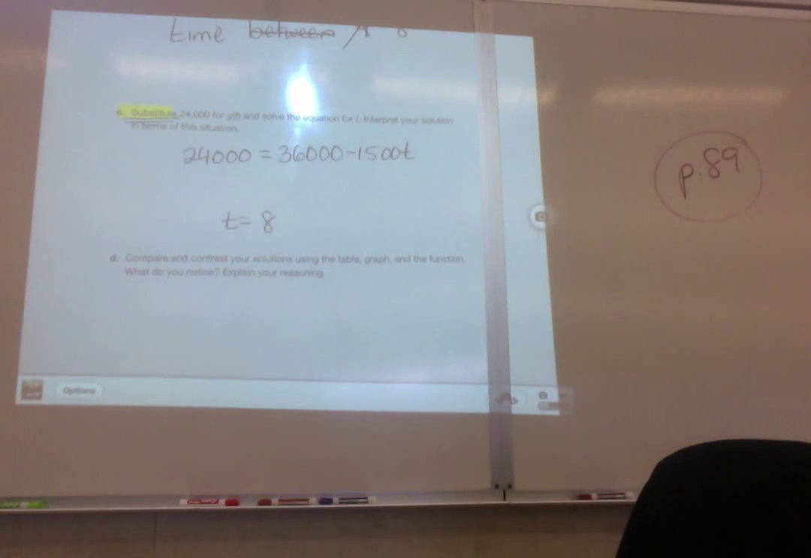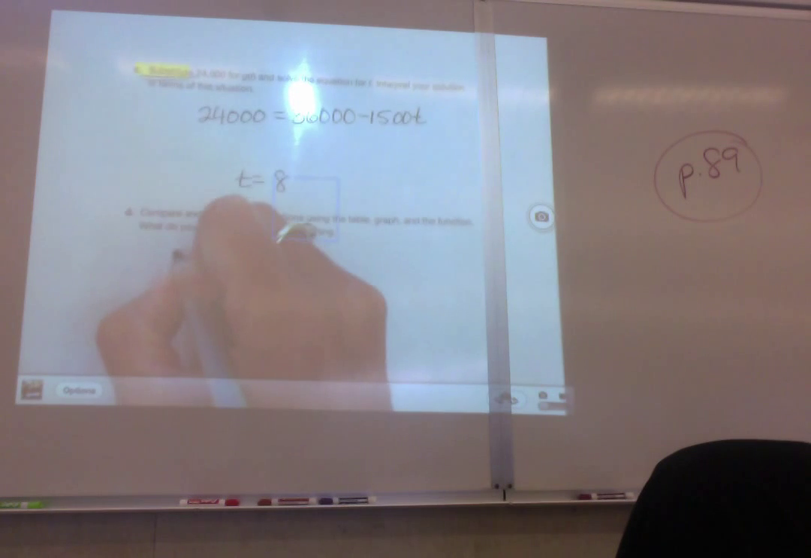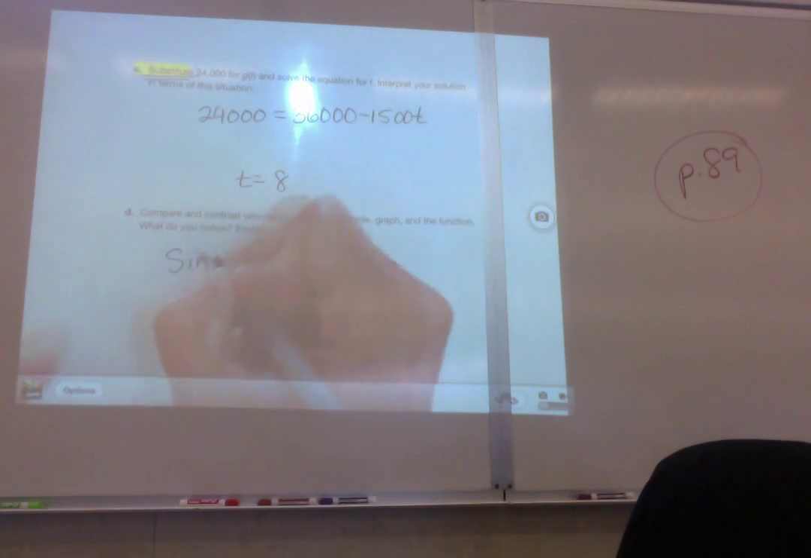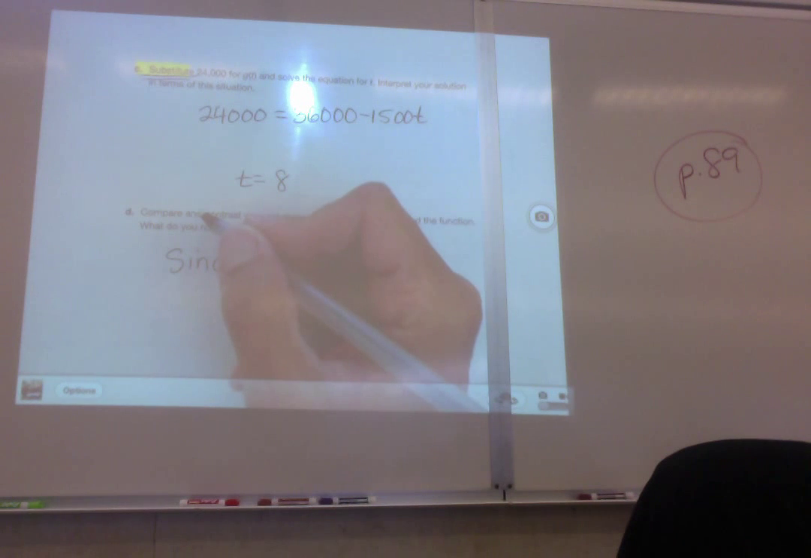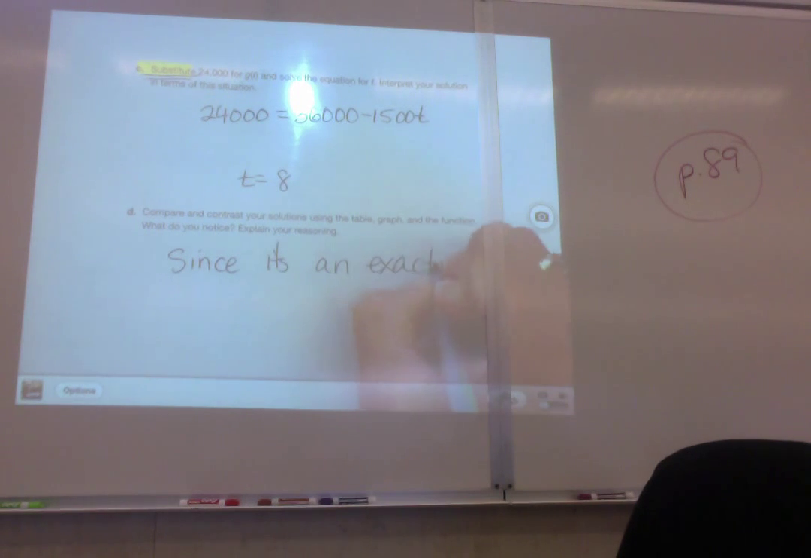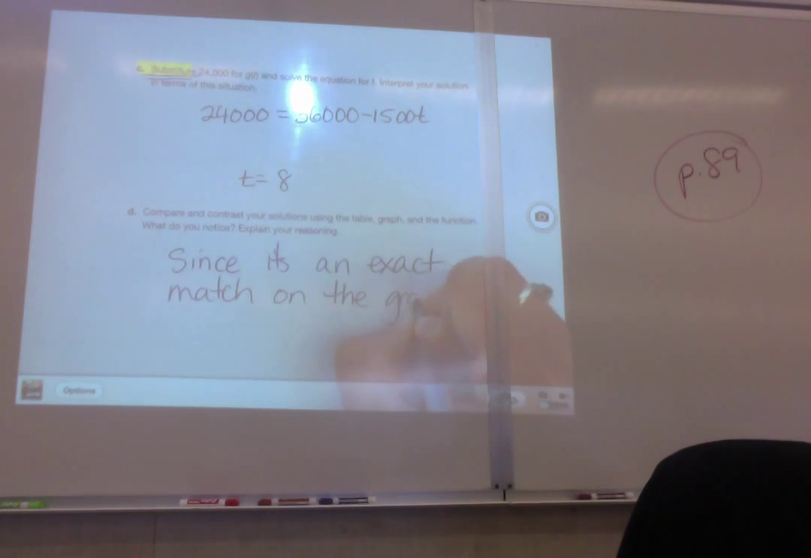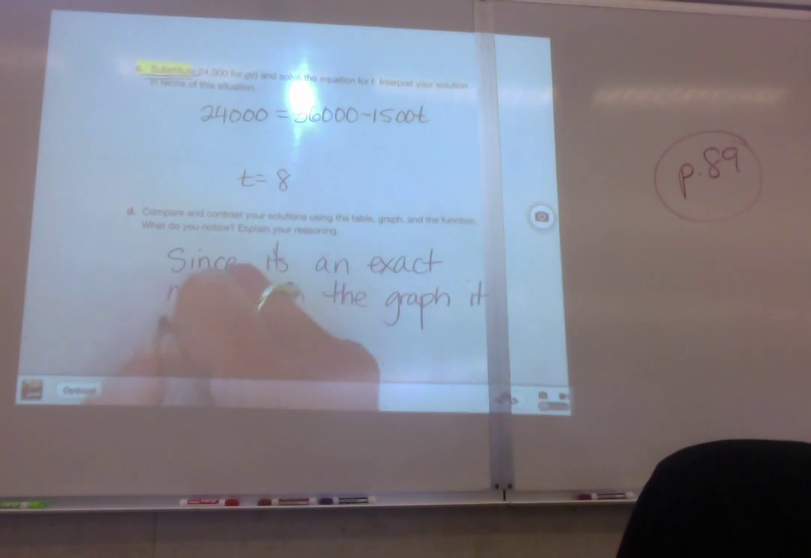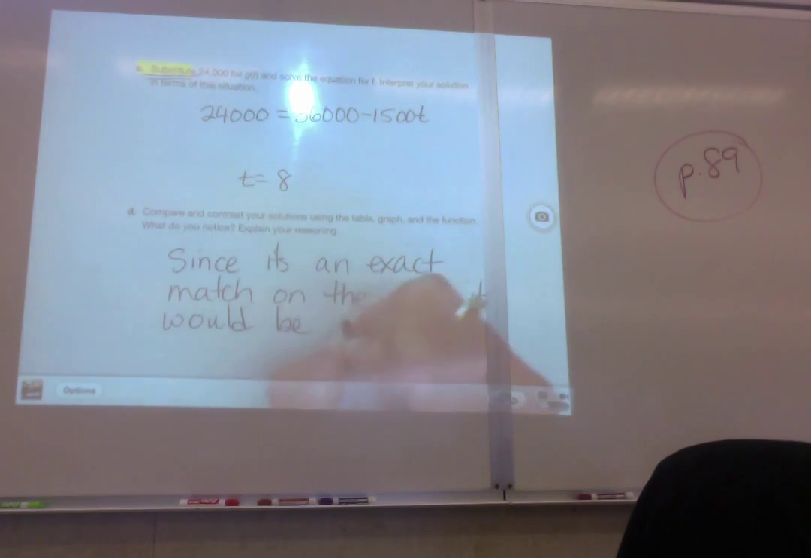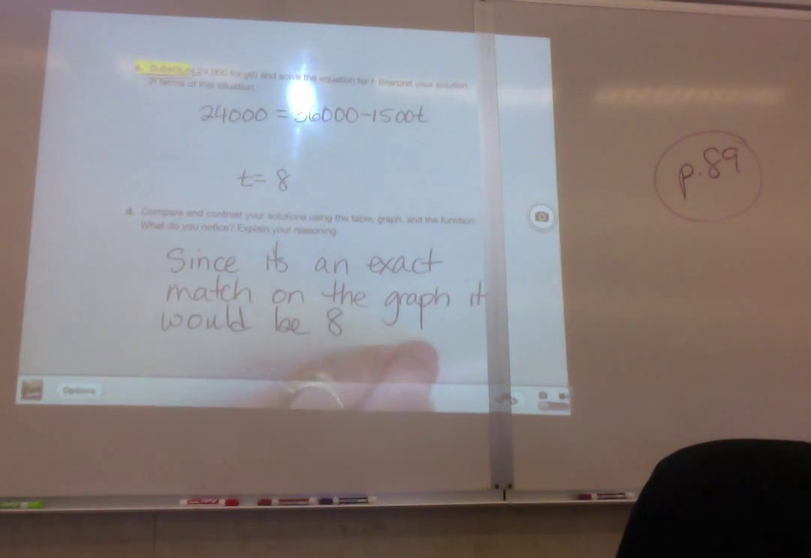Compare your solutions. Tony, what would you say this time on this graph or problem? Since it's an exact match on the graph, it would be 8. All right. Flip the page.